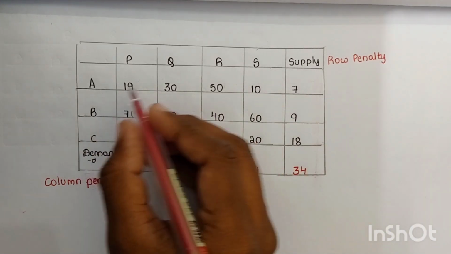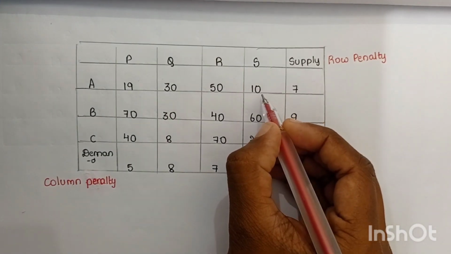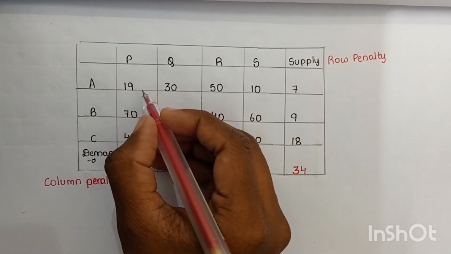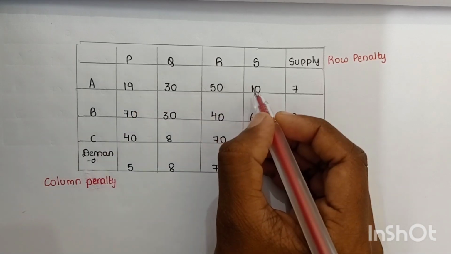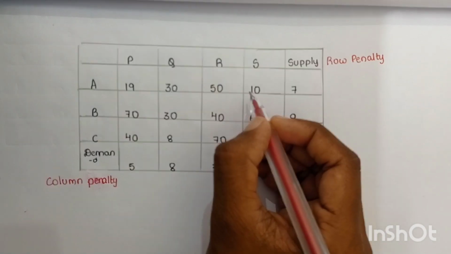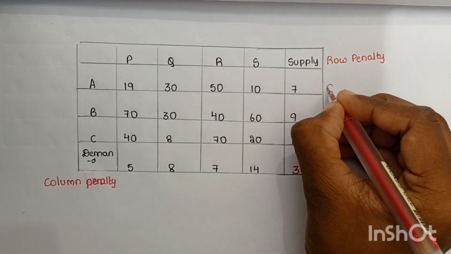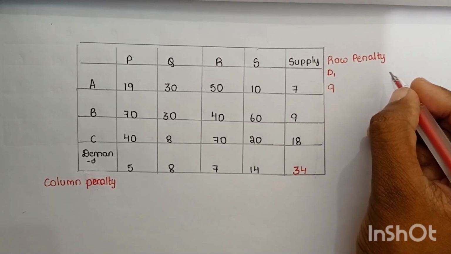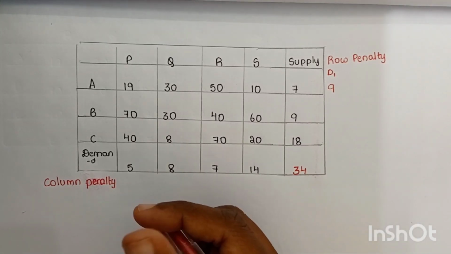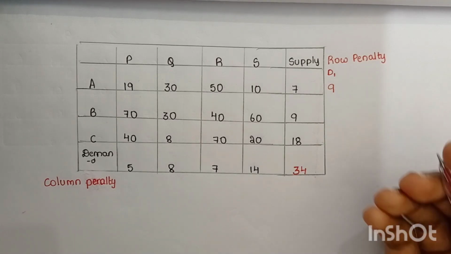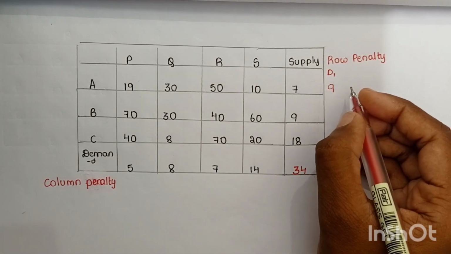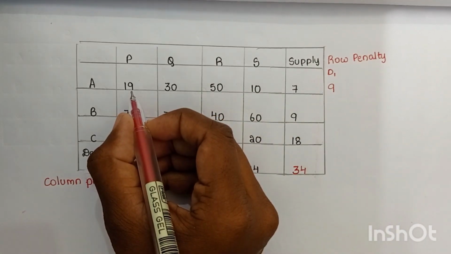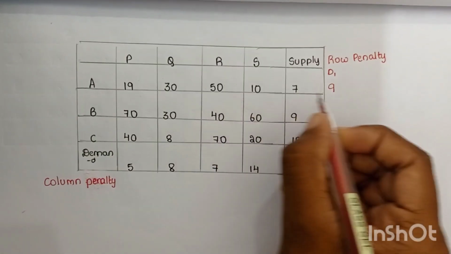So when we take this row, the first least value is 10 and the second least value is 19. So here we have to find the difference between 19 and 10. So 19 minus 10 is 9. Okay, so let me take this as difference one, because we will get many different columns and many different rows, so we have to be aware of which is which. So let me mark it as D1, difference 1. In the first row, the first least value is 10 and the second least value is 19. So 19 minus 10 is 9.